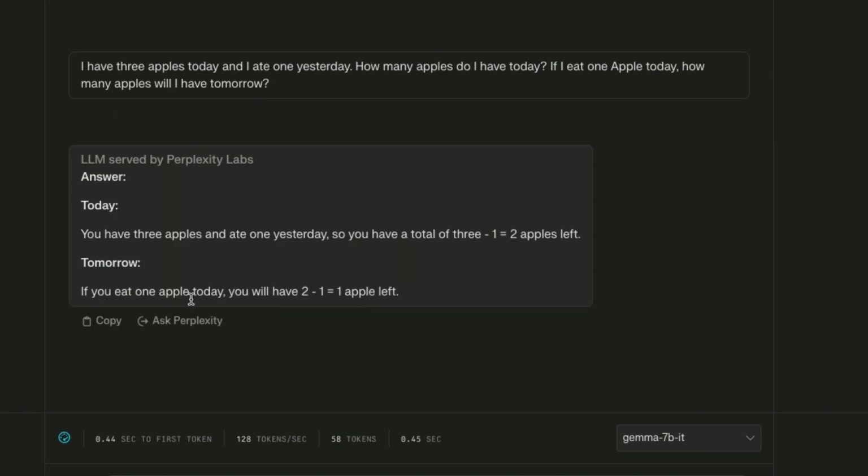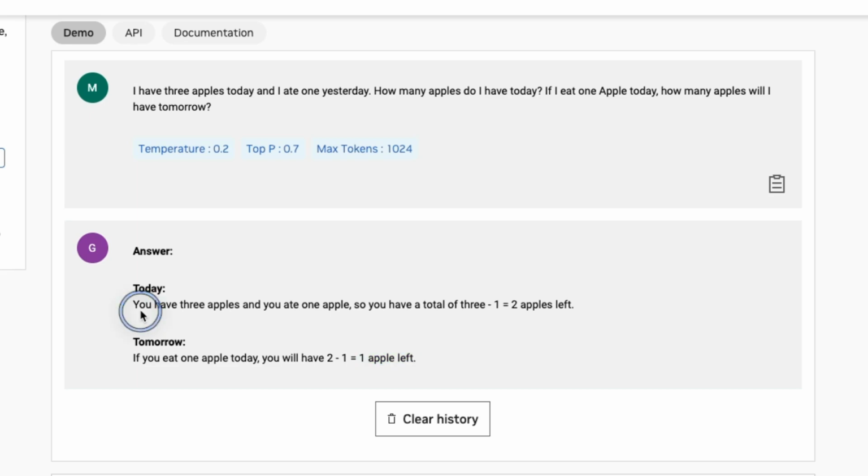Now, when I check the Gemma model, it says you have 3 apples and you ate one yesterday, so you have a total of 3 minus 1, 2 apples left. This is wrong because it's somehow subtracting the one that we ate yesterday from the 3 apples that we have today. And then it goes on to say if you eat one apple today, you will have 2 minus 1 apples left. So that's like 1 apple, which is also wrong. Okay, so I ran the same prompt inside the NVIDIA Playground. And the Gemma 7b model is giving me the same answer. So it says you have 3 apples and you ate 1 apple.